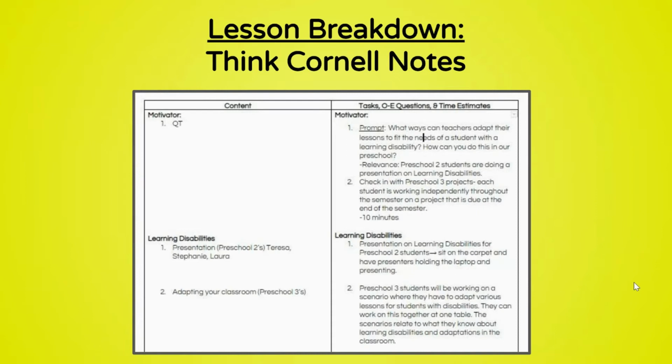So the next part, this is like the big meaty part of the lesson plan. This is all of your different procedures, but you can see it doesn't really say procedures. It's set up in a T-chart. On the left, we have our content. This is more of an outline. So you can see I have QT. That's what we used to call a quick thought when I was student teaching. That was just like a little prompt to get them started. So the first thing they did was the QT, and then I moved on to a presentation. And then we talked about adapting your classroom. You could see that part on the left right here. That's just a basic outline.